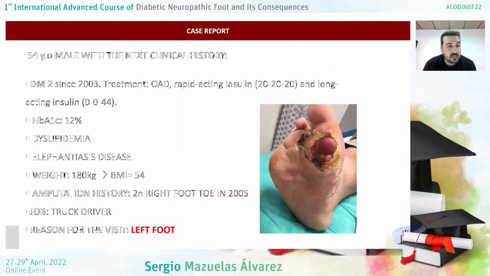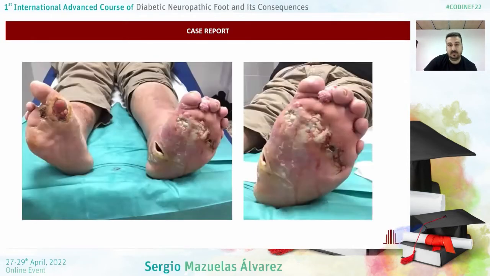He also had an amputation history of the second right foot toe in 2005. And finally, his job was truck driver. The reason for the visit was the right foot. As you can see in this picture, we can see the left foot. Now you can see the right foot.